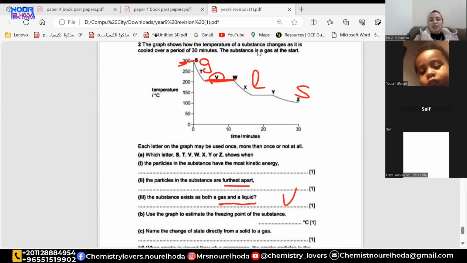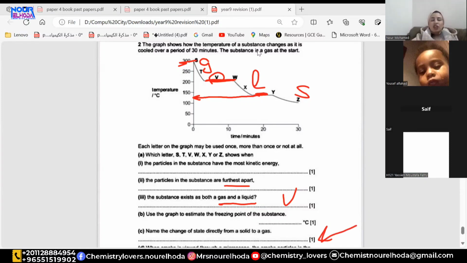Now use the graph to estimate the freezing point. To know the freezing point, it's here. So you will get the ruler and check what this point is by the ruler. I think it's about 145, something like this. Check by the ruler, because this is the freezing point.